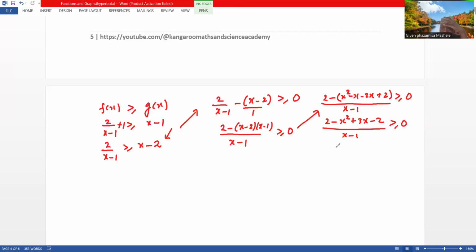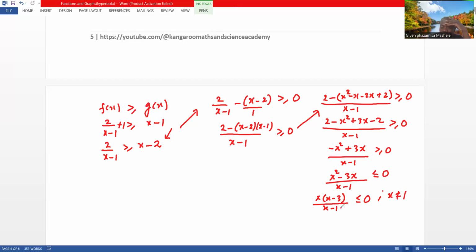Then this will be minus x squared plus 3x over x minus 1. Let's multiply by negative, so it will be x squared minus 3x over x minus 1, and since we multiply by a negative, the sign changes. The common factor is x, so x into (x minus 3) divided by x minus 1, less than or equal to 0. Any number divided by 0 is undefined, so x must not be equal to 1. We restrict the denominator only.